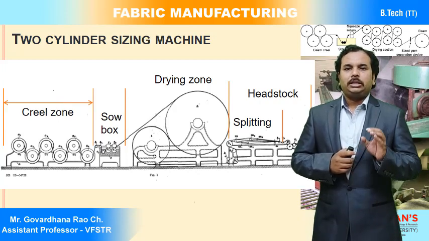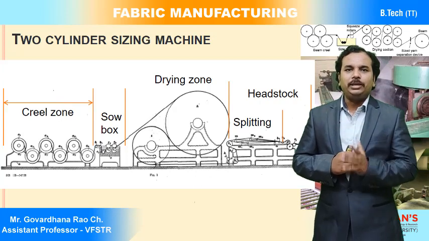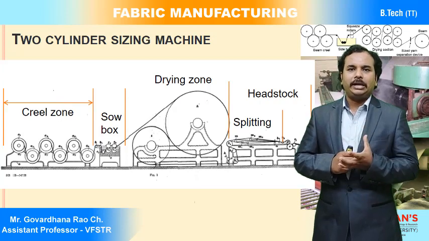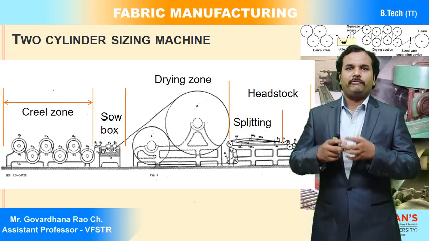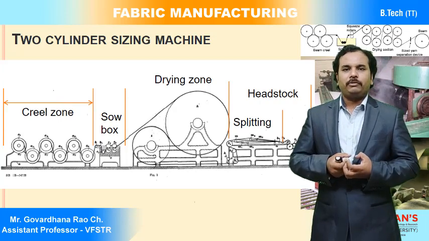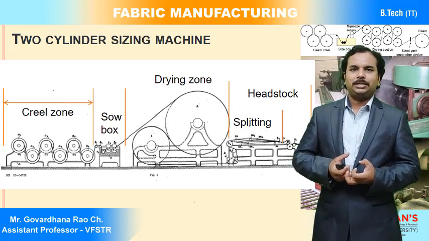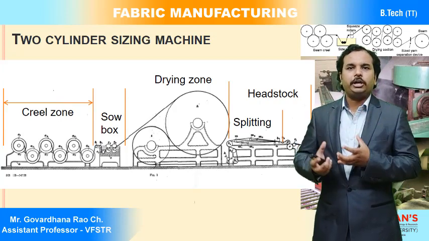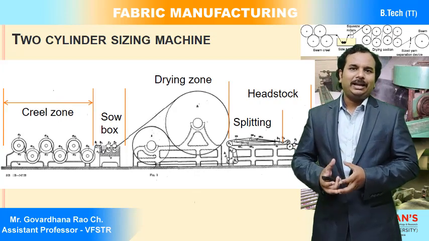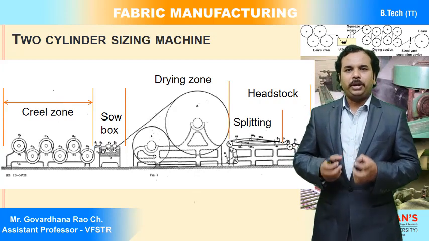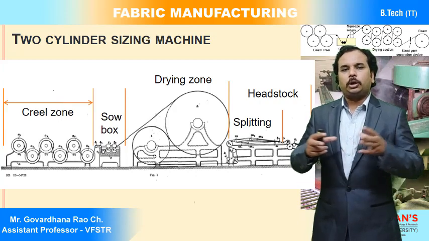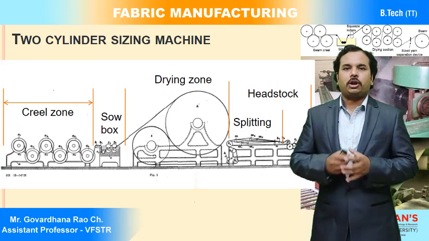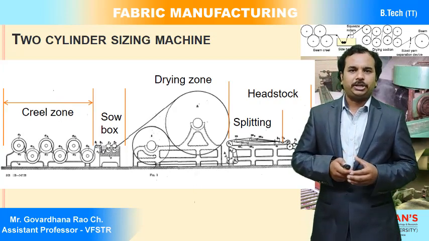Then after that, the warp sheet is transferred to the drying zone. That is the third zone, the drying zone. So the warp sheet is dried, and the excess water or wetness is dried off using the drying cylinders. Then the warp sheet is wound into the weaver's beam in the headstock zone, where exactly the speed control mechanisms and total control systems are present. Okay, so this is the overall picture of the 2-cylinder sizing machine.